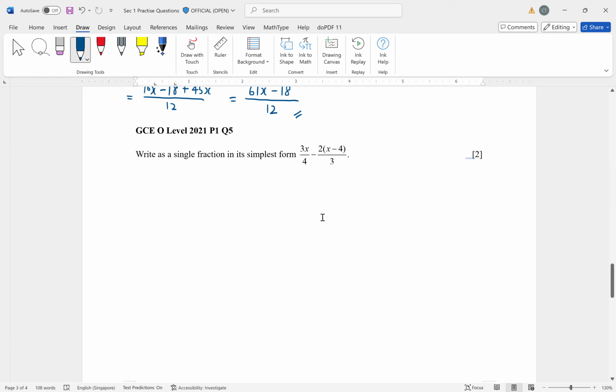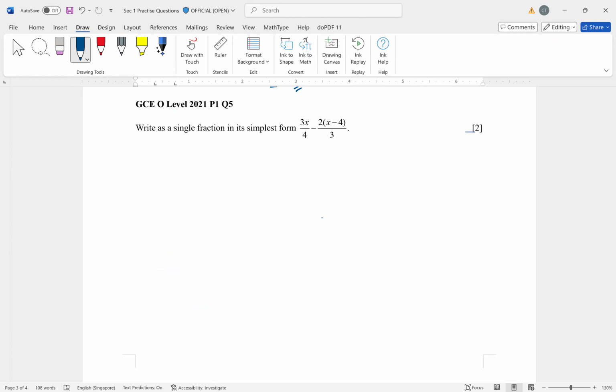Let's look at the last question. The last question we have 3x over 4 minus... You can see the questions are always very similar, so go and do more practice. You can actually try the question first, then continue watching the video to review your answer. Same thing, the LCM of the denominators is also 12. So 3 times 3 here, times 3 here.